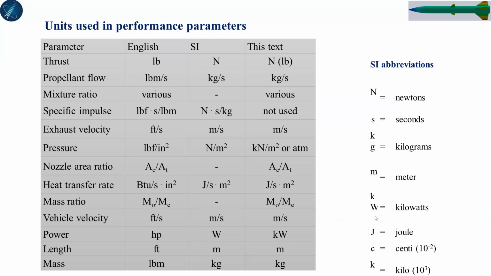Okay, so the parameters which we have discussed and their units, I will just go through only SI units. Thrust is in Newton. Propellant flow is kilogram per second. Mixture ratio can be varied. Specific impulse is Newton second per kilogram. Exhaust velocity C is meter per second. Pressure is Newton per meter square. Area ratio is unitless. Heat transfer rate is joule per second meter square. Mass ratio is still unitless, mass divided by mass. Velocity is meter per second. So these are just standard units. You are familiar with this. So this is all for today. If you have any question, you can ask.